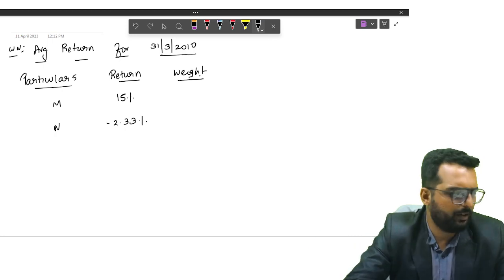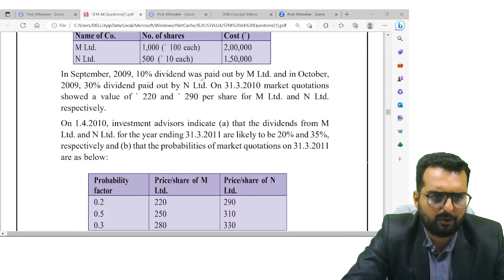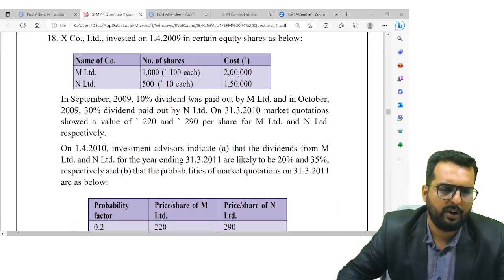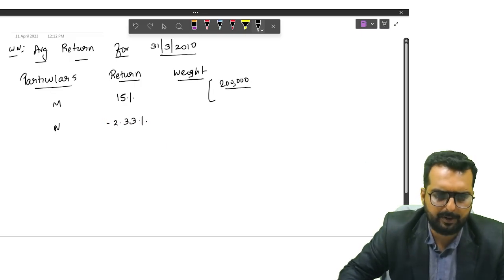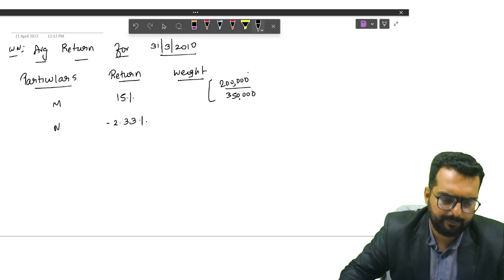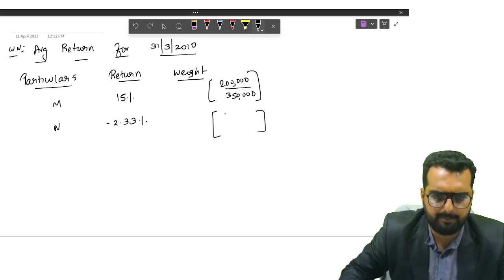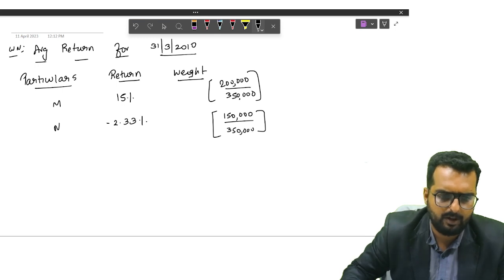Weight. We need to find out the weight now. I believe they have given the cost already. Correct. What is the cost? 2 lakh and 1 lakh 50. So here it will be 2 lakh divided by 3 lakh 50. And here it will be 1 lakh 50 divided by 3 lakh 50.